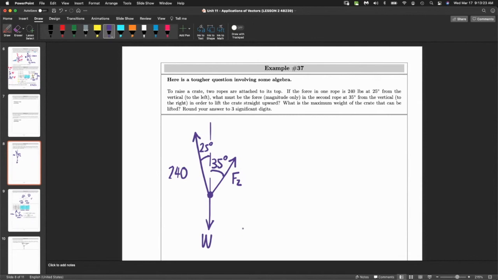So this question, you can solve it using components. You can solve it using sine, cosine, tan, or sine law and cosine law. Well, there's lots of options here. So I'm going to show you a solution using components. But you can definitely use the sine and cosine law if you prefer.